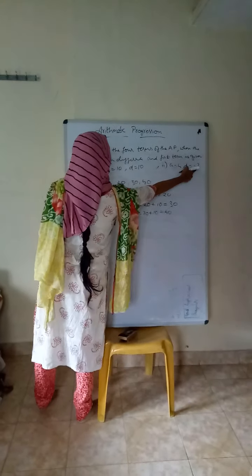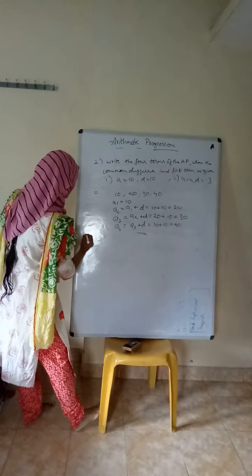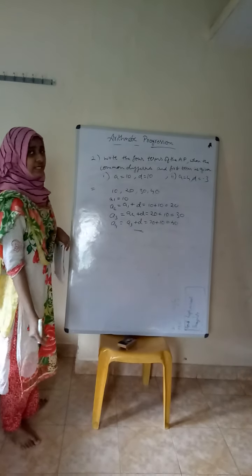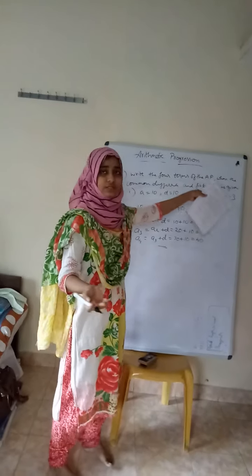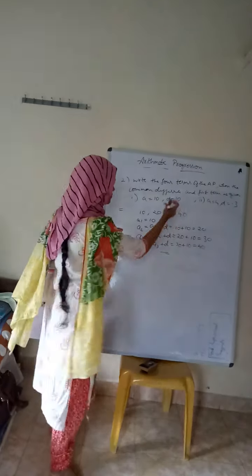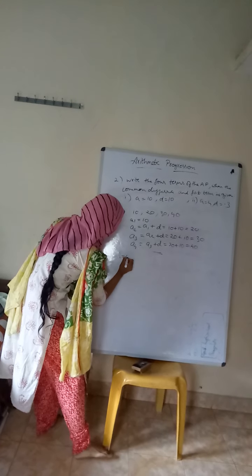Same way for this. Here they have taken one negative term. D is negative. See, D can be positive, negative or 0. It is not necessary that it should be positive. So let us solve that. So A is equal to 4 and D is equal to minus 3.